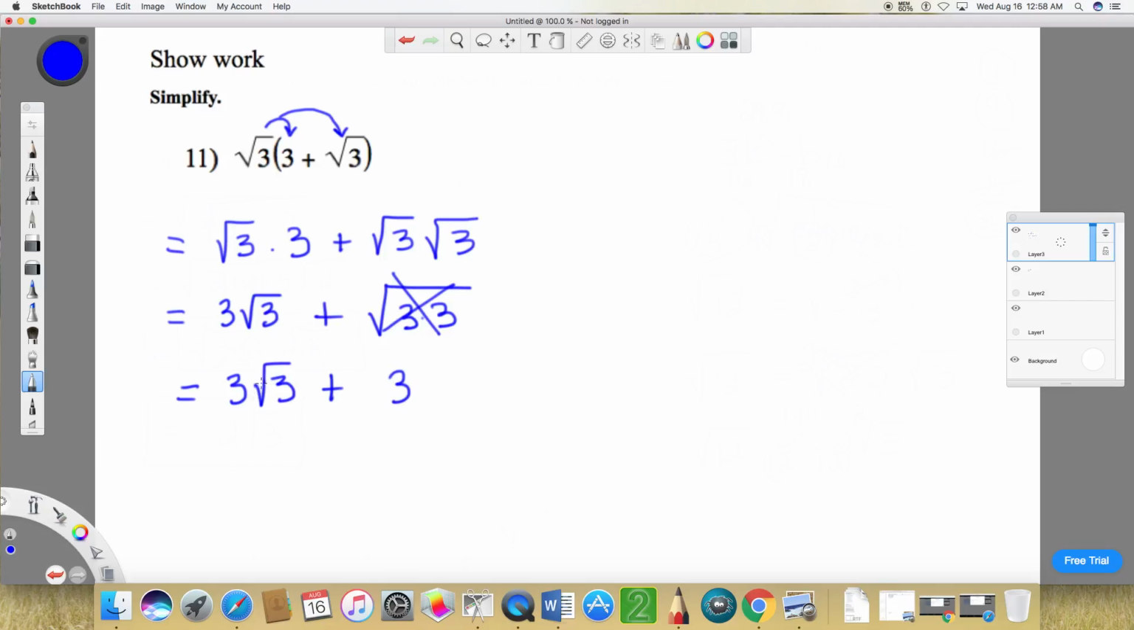Now, here I have radical 3. Over here, these are unlike terms. I don't have any radical 3's right here. I can't say that I have 6. These are apples and oranges. I can't add these two terms together. This is my final answer.